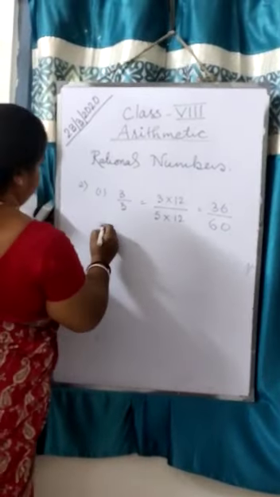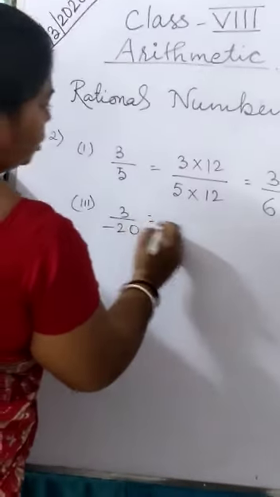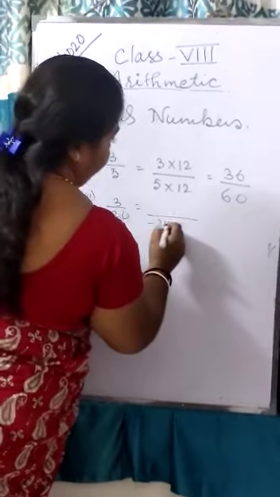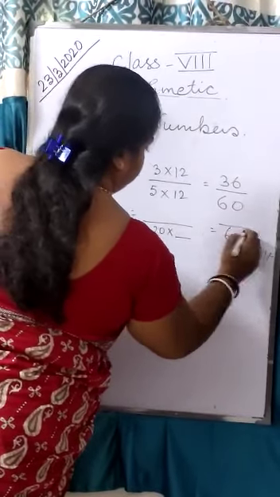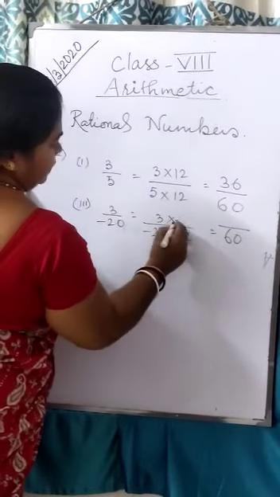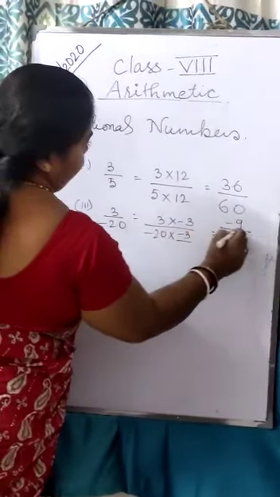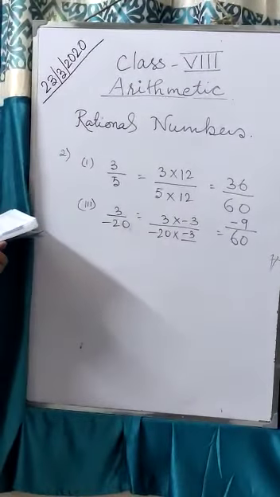Look at number 3. It is given 3 by minus 20. So what should we multiply with minus 20 to make it 60? That is minus 3. So up also I am going to multiply minus 3 with the numerator. That gives you minus 9 by 60. So in this way you will complete question number 2.